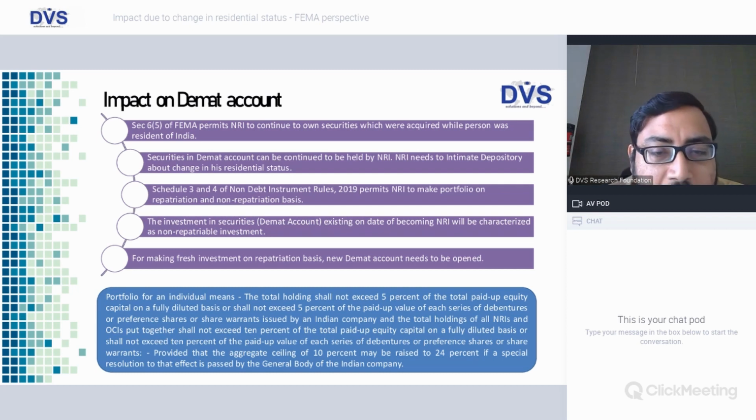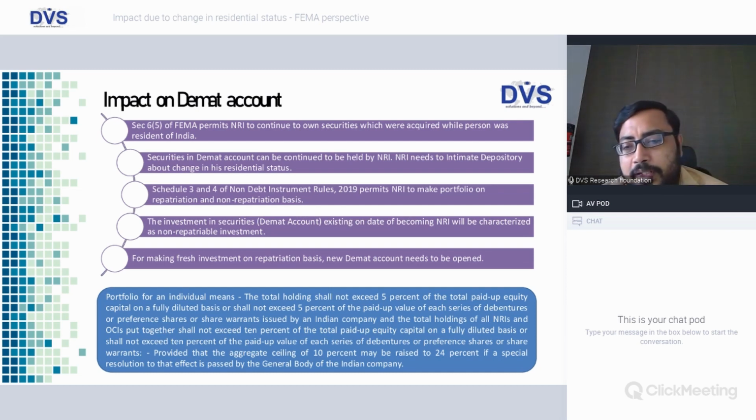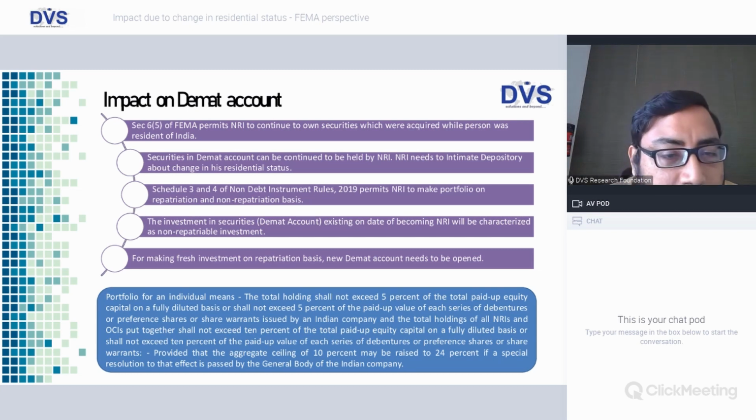For the individuals, they told the individual cannot invest in one company more than 5% of the paid up equity capital on a fully diluted basis, or it shall not exceed 5% of the paid up value of each series of debentures or preference shares or other share warrants issued by the Indian company. And this limit is for each individual, and all the non-resident individuals put together, it cannot exceed 10%. So this is what is called as portfolio investment. This is how it has been defined.